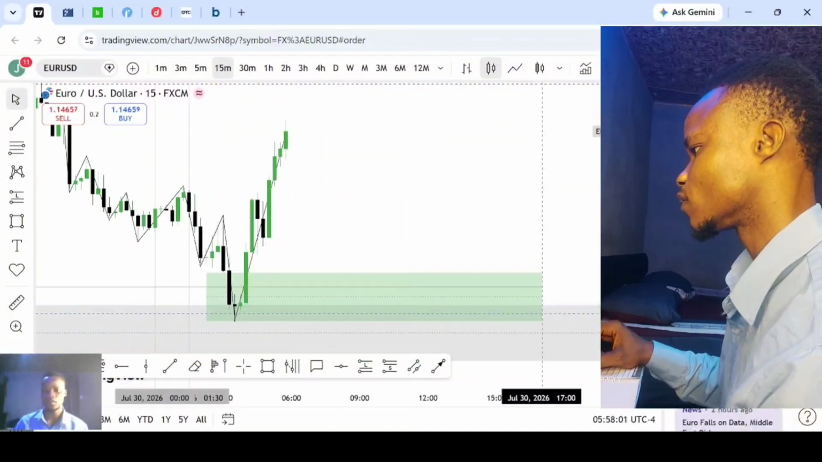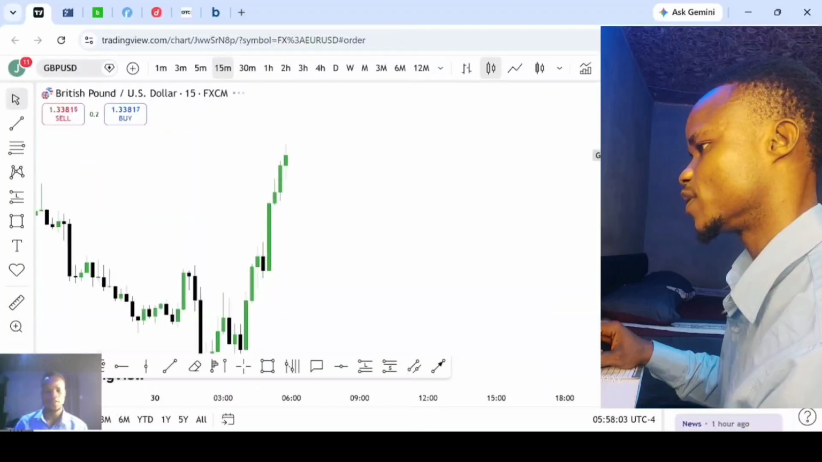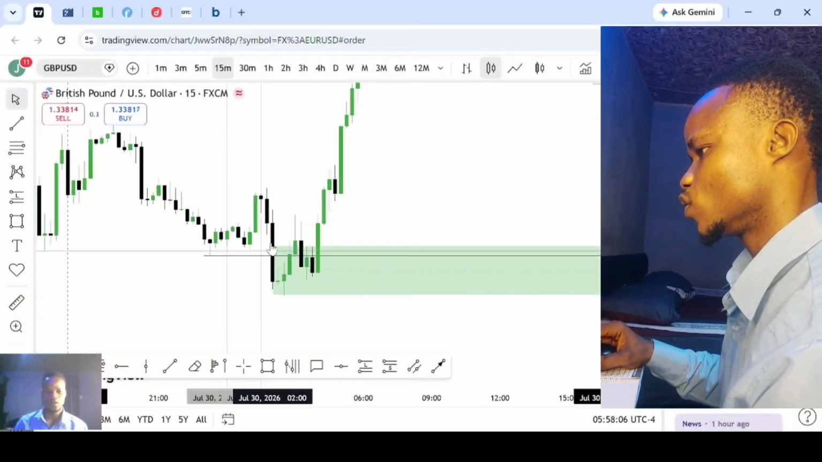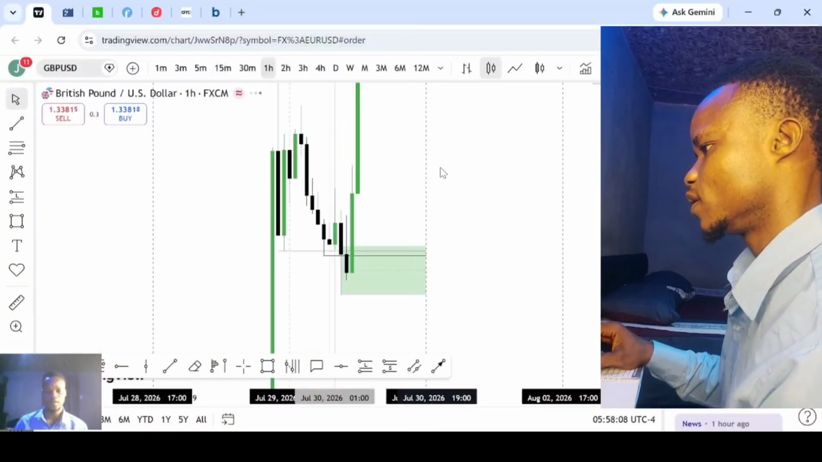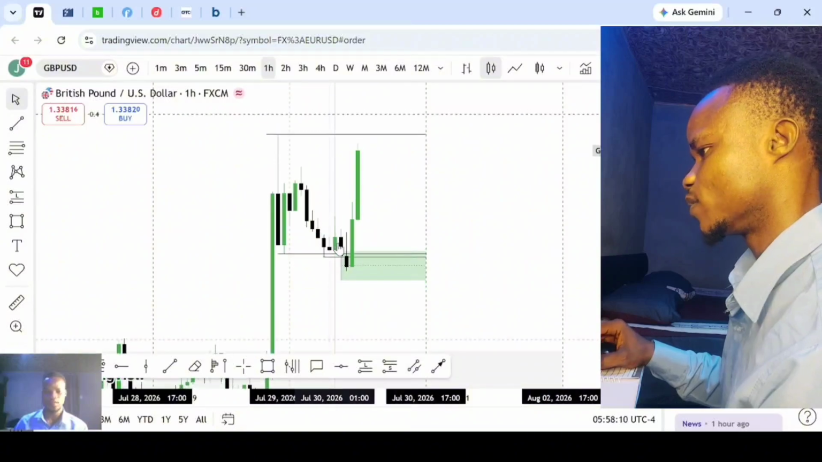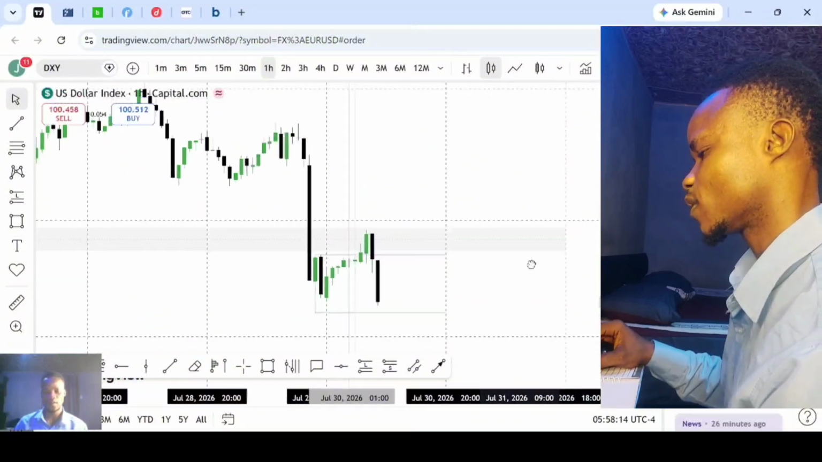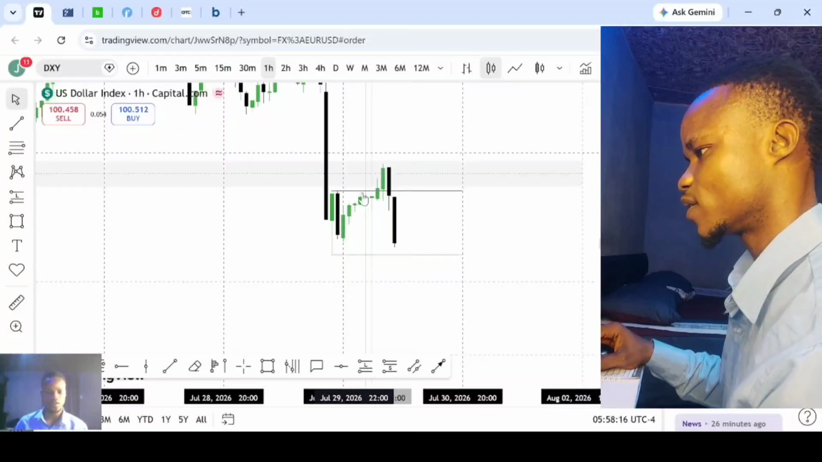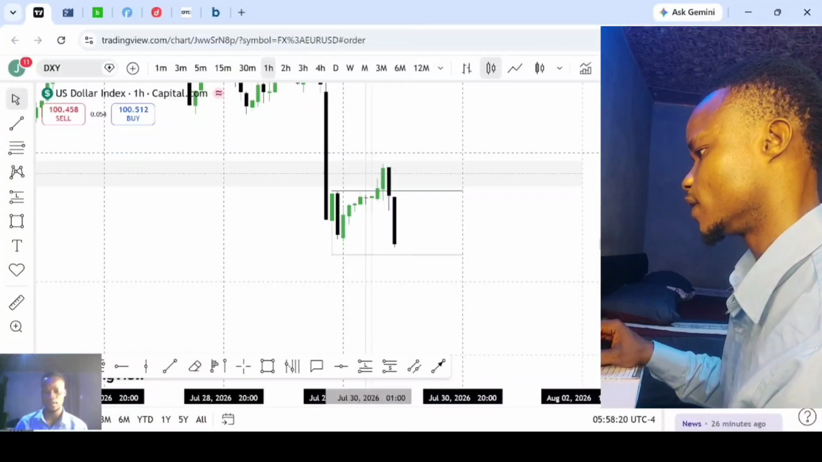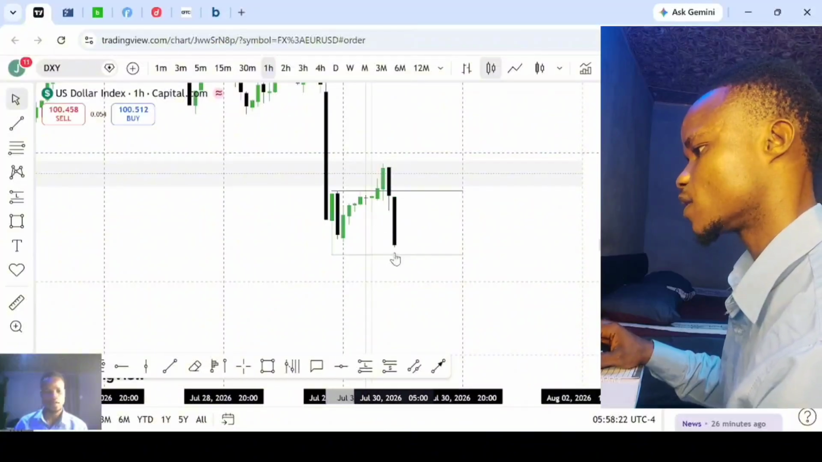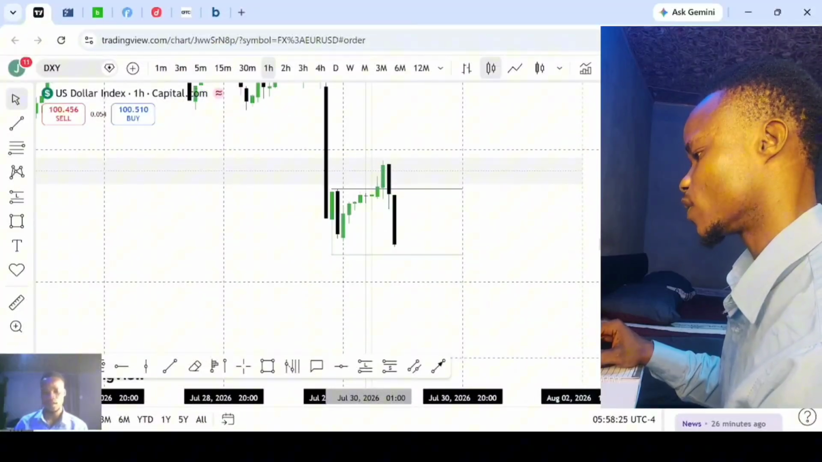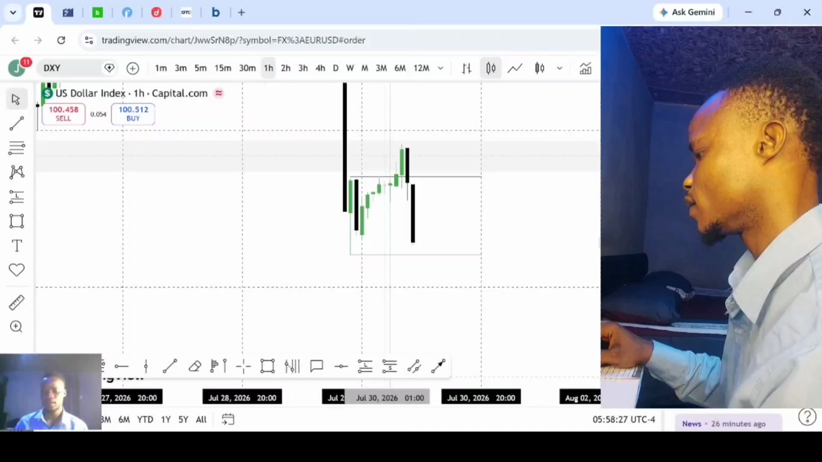On GBP/USD, we have the same setup. I have the same setup on GBP/USD. So on DXY, I have the same setup. As the other ones are buying, DXY, which is the main US dollar index, is going to be selling. So that's how it mostly works.